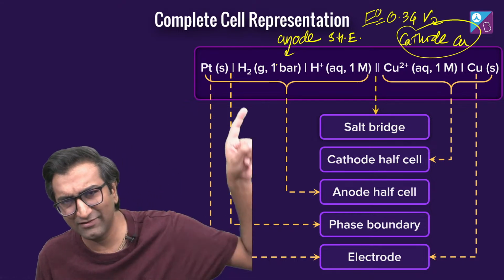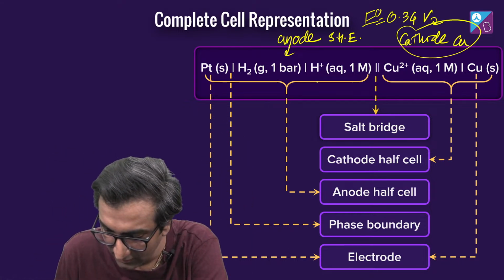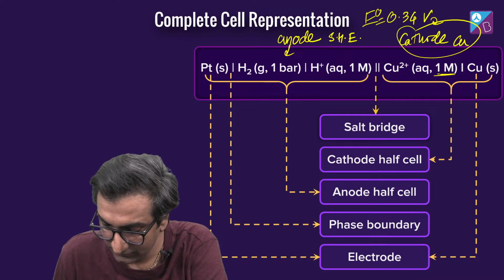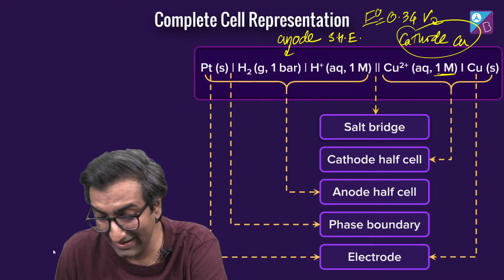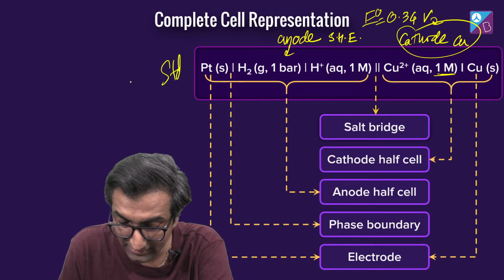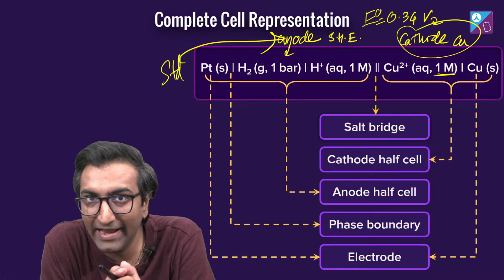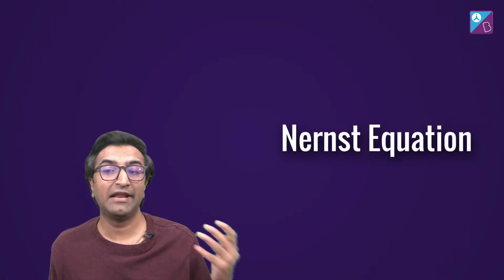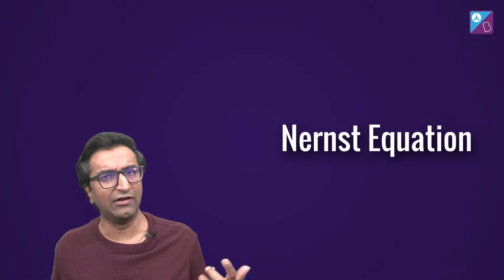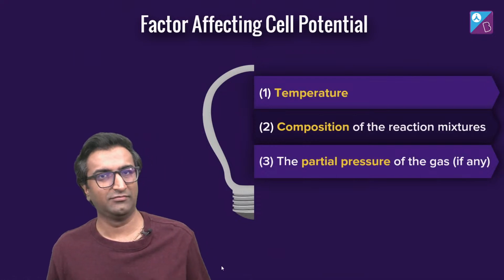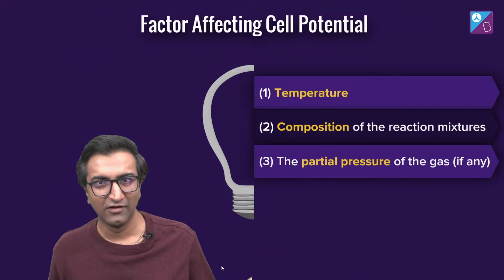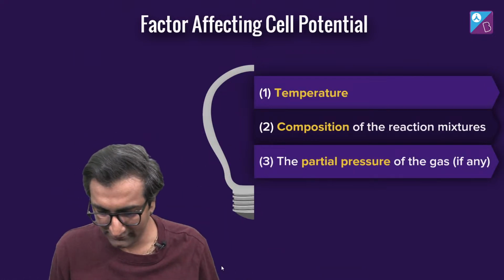Everything is in standard states. What is the standard state? 1 molar concentration, 1 bar pressure. If it is in the standard state, then you say E naught. But what if it is not in the standard state? That is what the Nernst equation is all about. If it is not in the standard state, how do you figure out the E value? That's interesting, and this is beautiful. You'll be like, oh, that's it. That's all it's going to be, because it's literally an extension of this one equation.